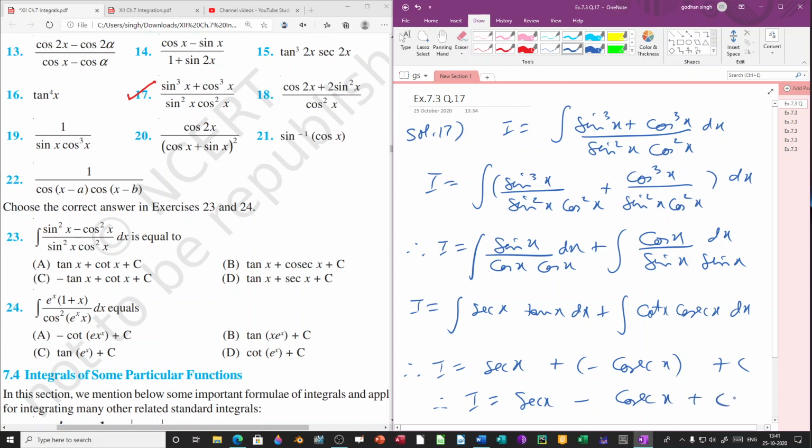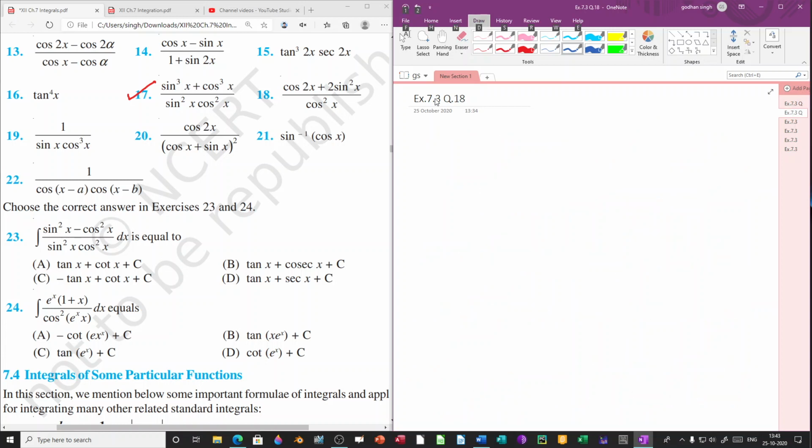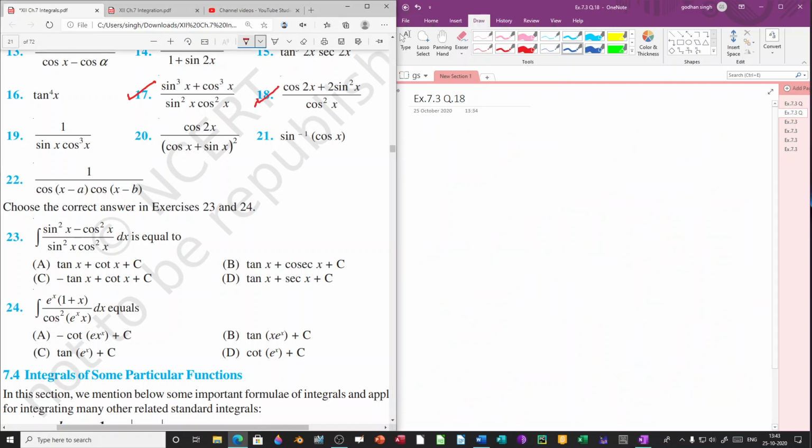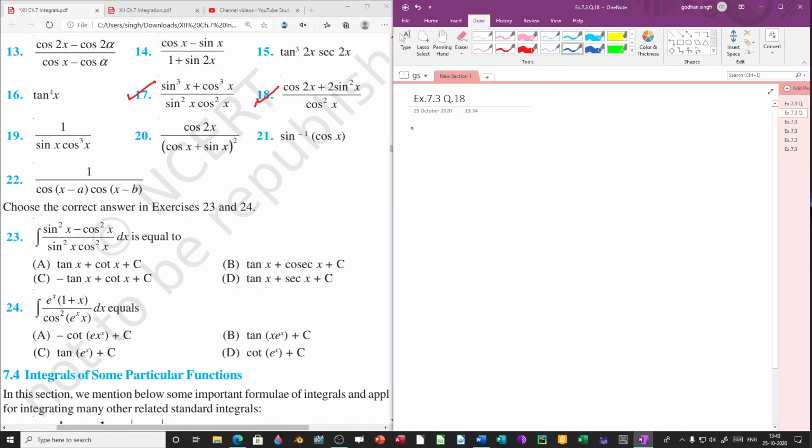So, this is the answer of question number 17. Exercise 7.3, question number 18. Find the integration of cos 2x plus 2 sin square x over cos square x. So, solving question number 18, solution 18. I equal to integration of cos 2x plus 2 sin square x over cos square x dx.